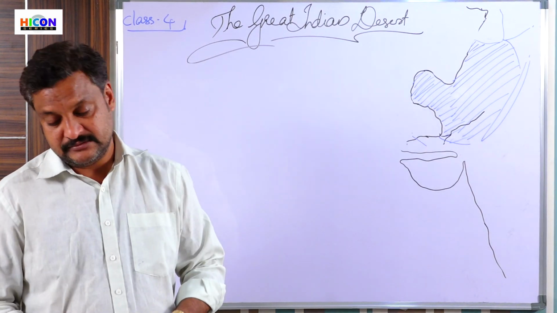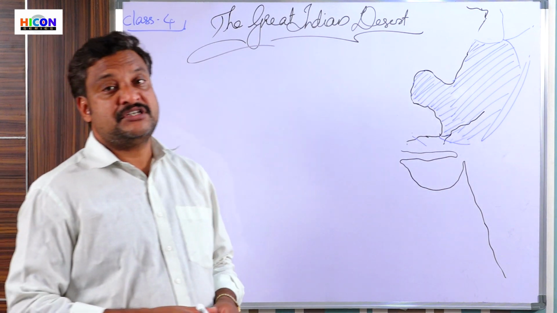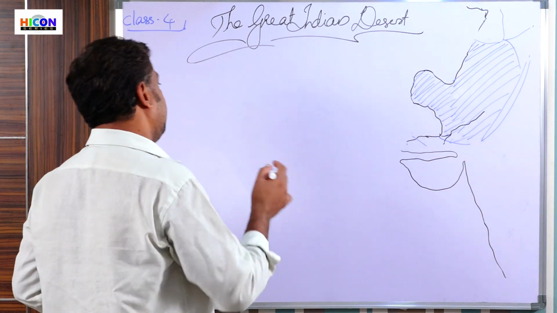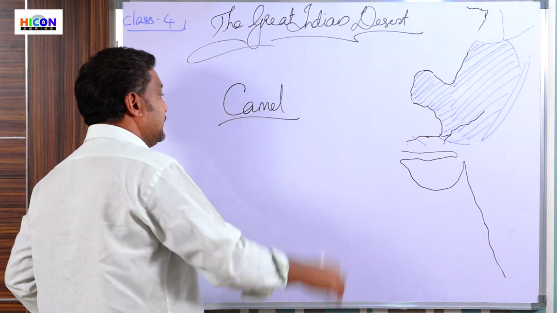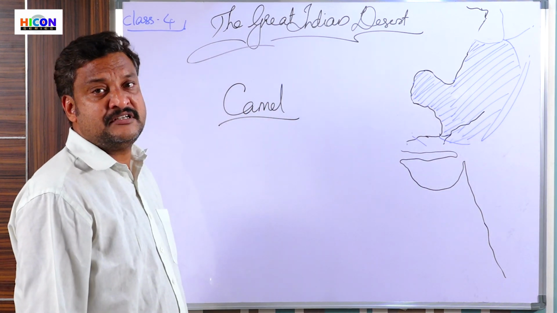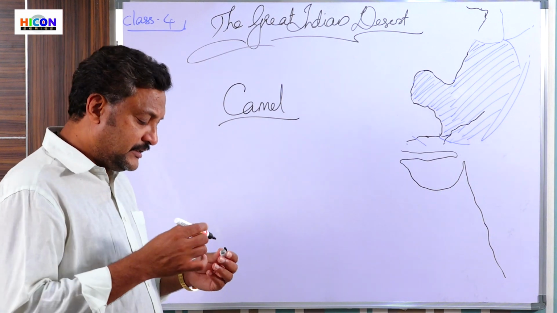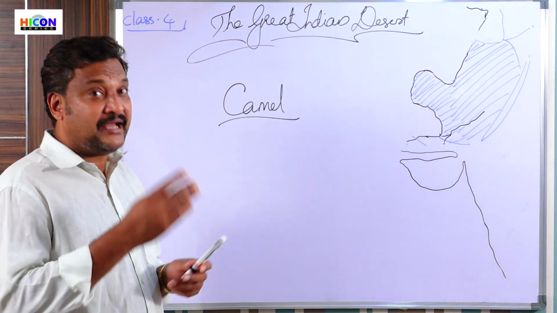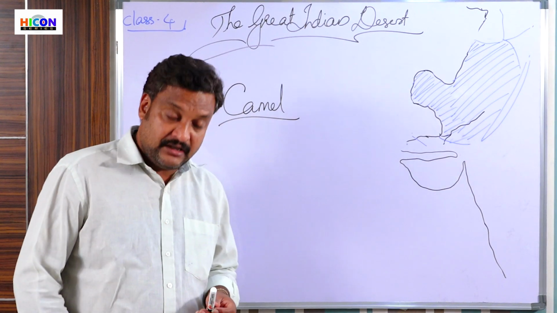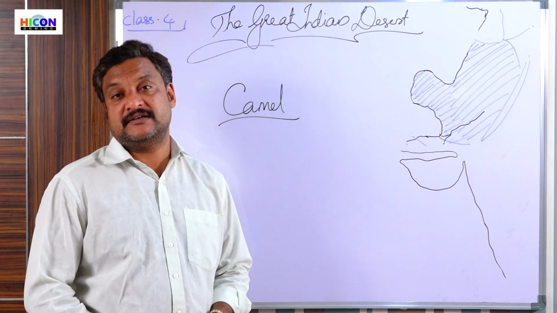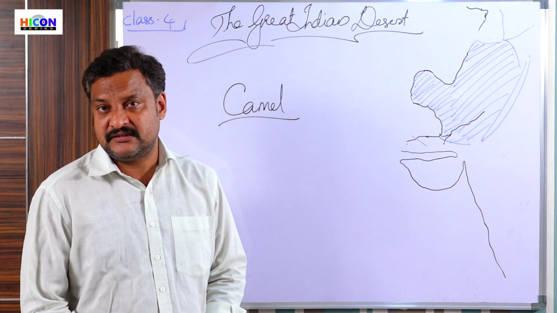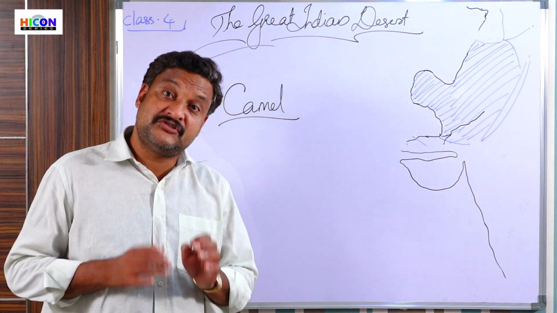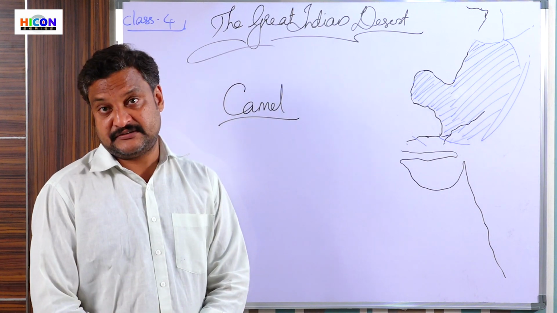What is that animal? Which animal's help should we take if you have to travel in a desert? It's called a camel, isn't it? So this animal, camel, has some specialities which make it survive in the hot deserts. So what makes a camel suitable to live in hot deserts?